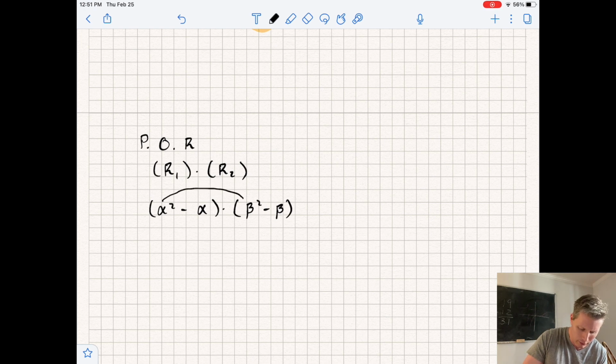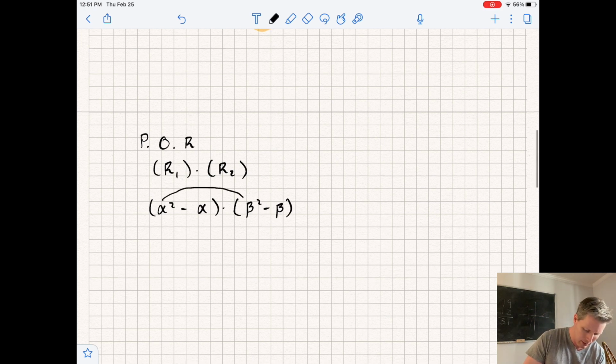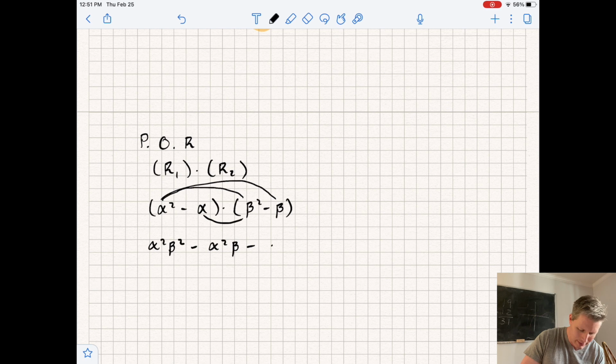I'm going to have first alpha squared times beta squared. That is alpha squared beta squared. Then I have alpha squared times negative beta. That is a positive times a negative is a negative, negative alpha squared beta. Now I have negative alpha times beta squared. That is negative alpha beta squared. And finally, negative alpha times negative beta. That is positive, double negative, positive alpha beta.